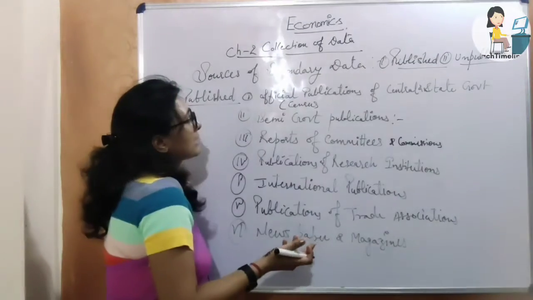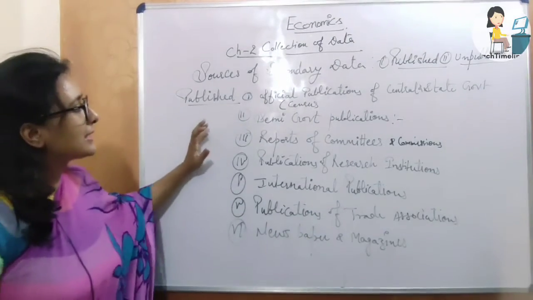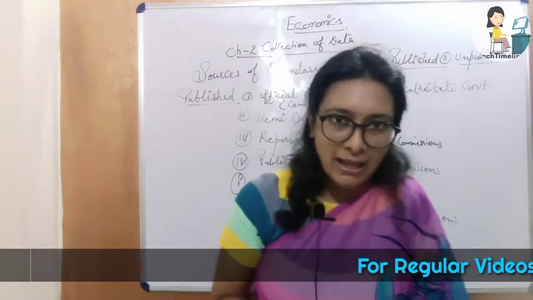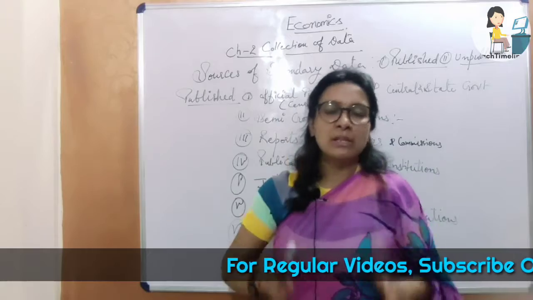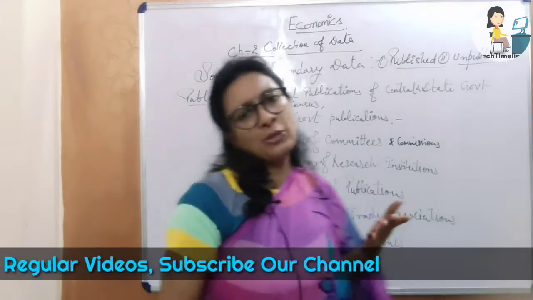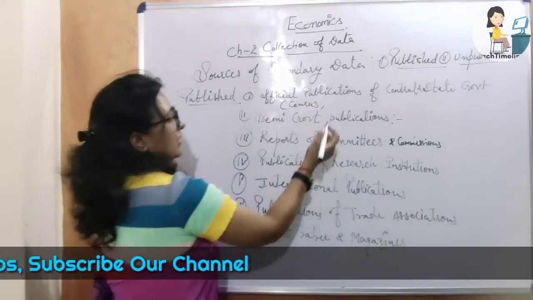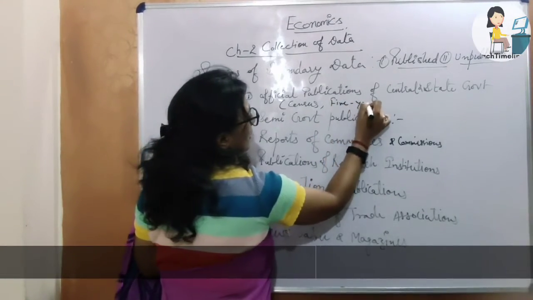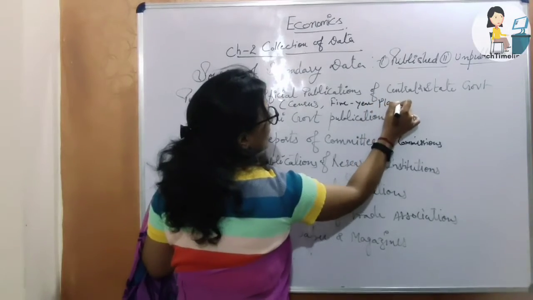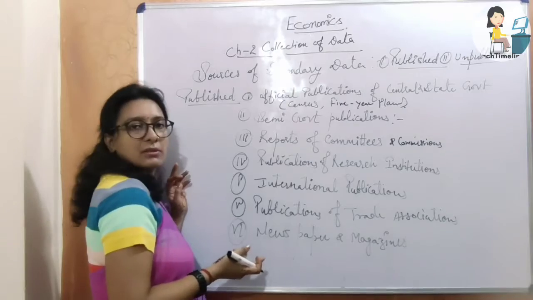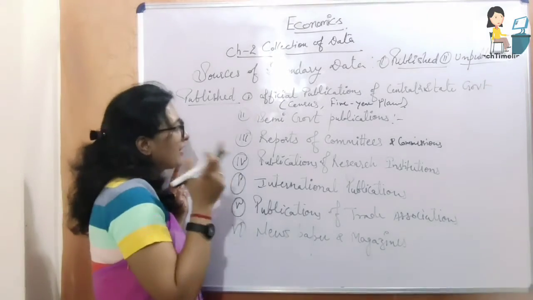So the census is an example, or you can say the 5-year plans. Generally government makes the 5-year plans. You'll learn this in class 12. The 5-year plans will be there, and that information will be shared by everyone. It will be published. So the 5-year plans, the planning of the government, can be presented by the central or state government. It is a published source of secondary data.